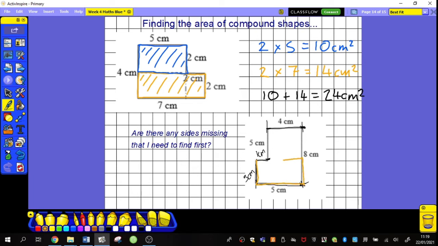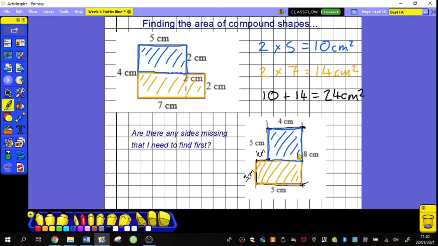I'm not happy with that. I can now split the shape up into manageable chunks. This is proven to be more difficult, and let's try going this way. There we go. Thinking in a different way. Let's split this now into more manageable parts.